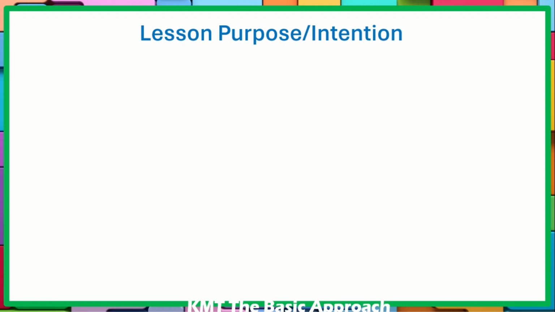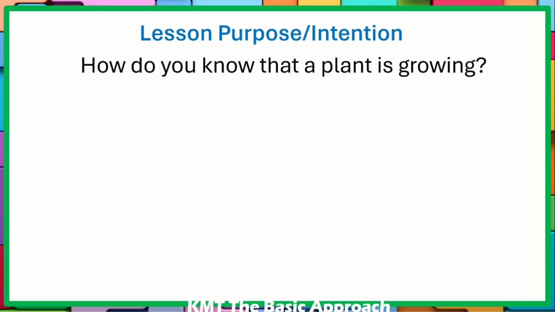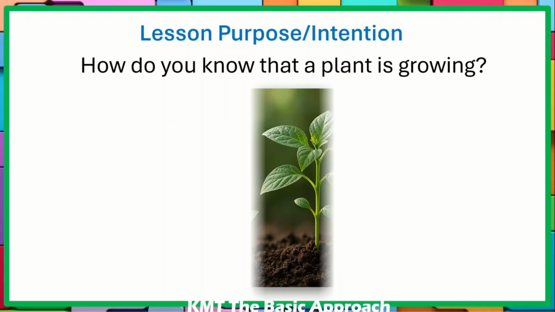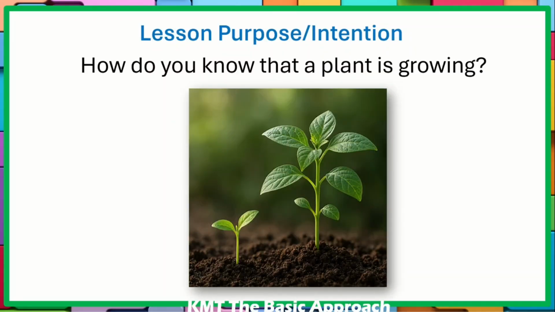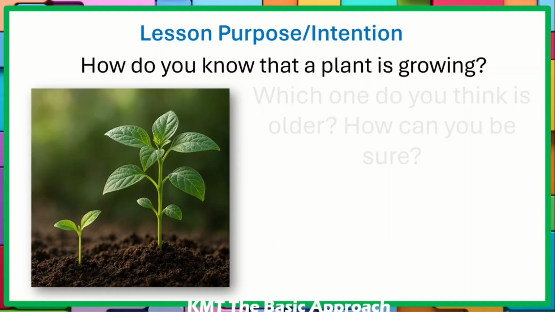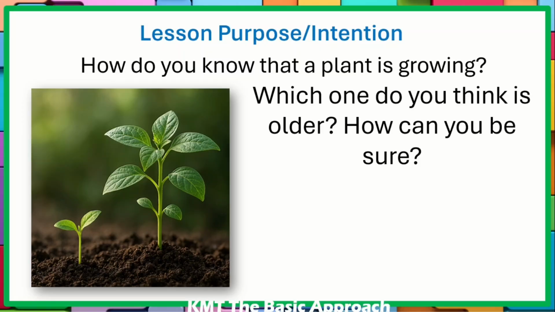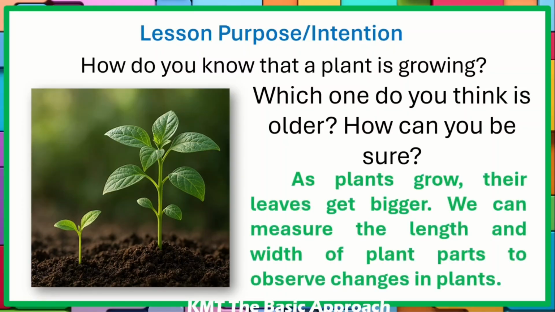Lesson purpose or intention. How do you know that a plant is growing? Which one do you think is older? How can you be sure? As plants grow, their leaves get bigger. We can measure the length and width of plant parts to observe changes in plants.